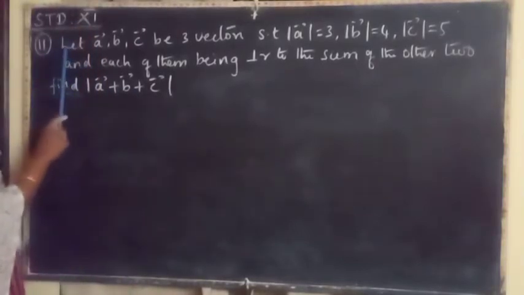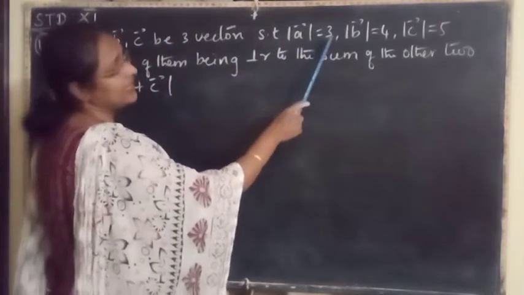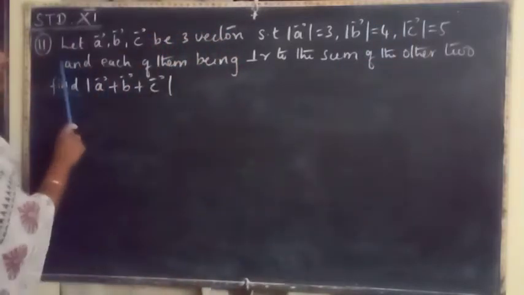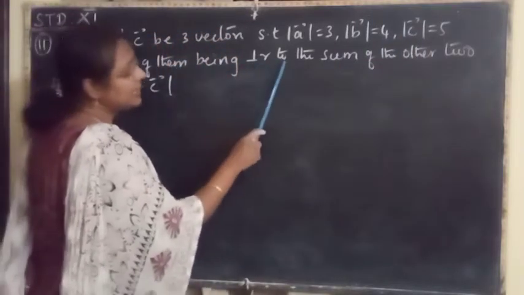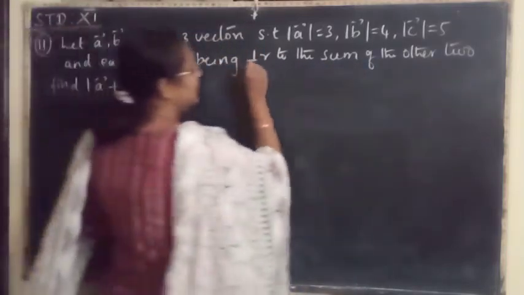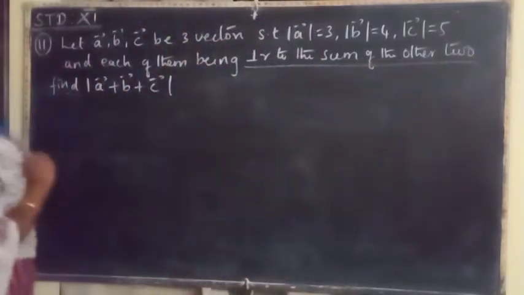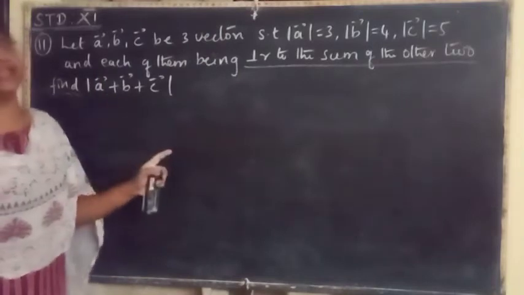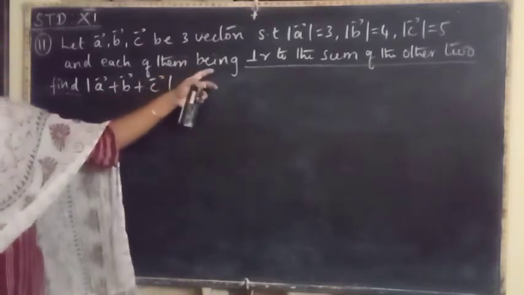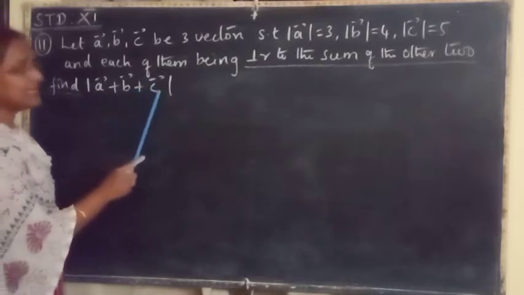11th sum. Now look into this. Let A vector, B vector, C vector be 3 vectors such that modulus of A vector is 3, modulus of B vector is 4 and modulus of C vector is 5, and each of them being perpendicular to the sum of the other two. Very important. They are being perpendicular to the sum of the other two vectors. Is it clear? So one is perpendicular to the sum of the other two vectors. If this is so, now we are going to find the value of what? Modulus of A vector plus B vector plus C vector.